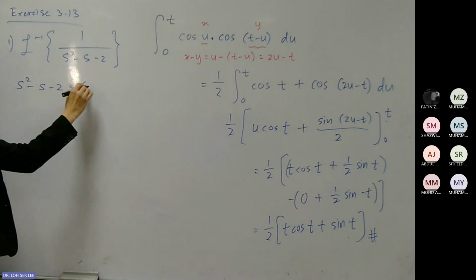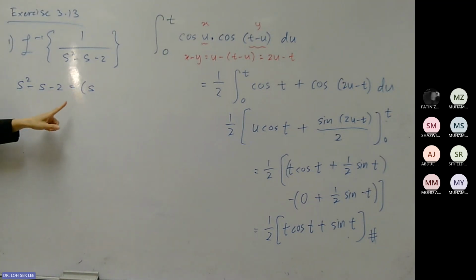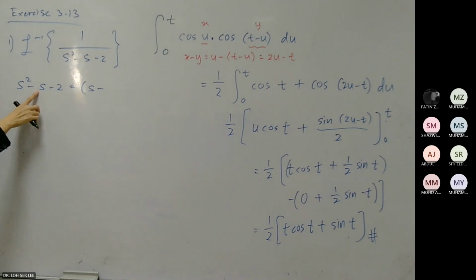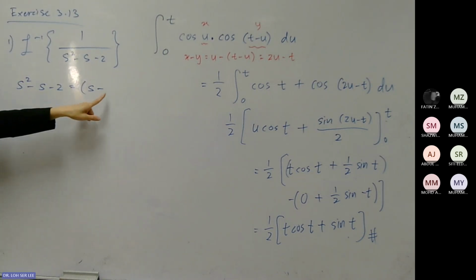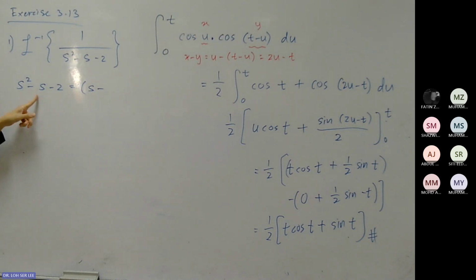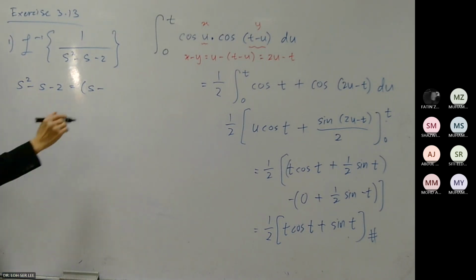You get s squared, you get an s, then minus, what is the value here? 1. The value here is 1, right? The value here is minus 1. This value is divided by 2.